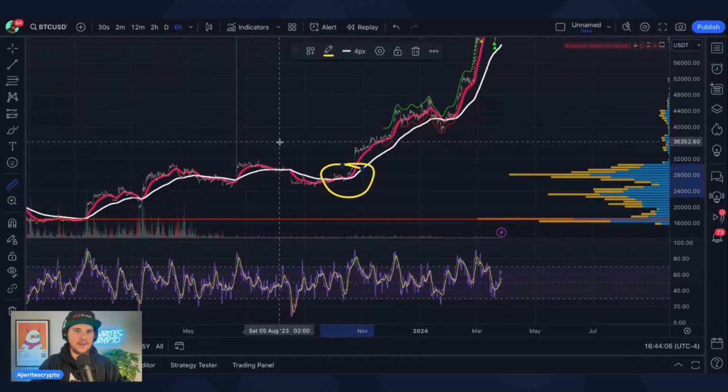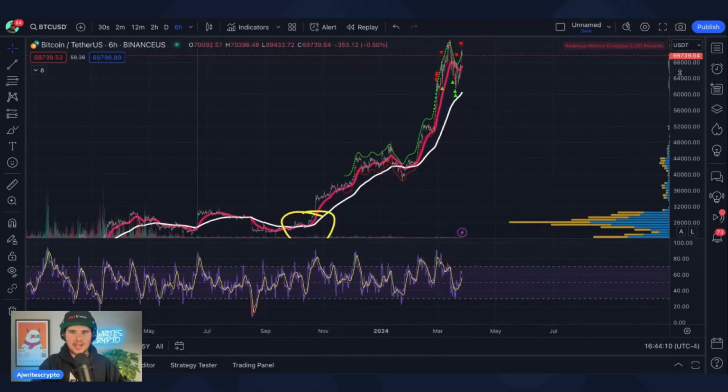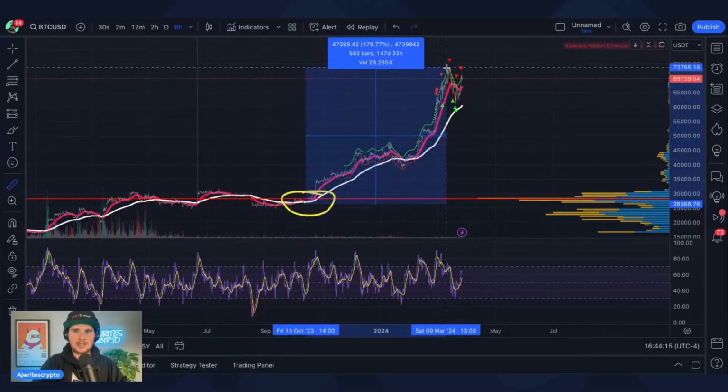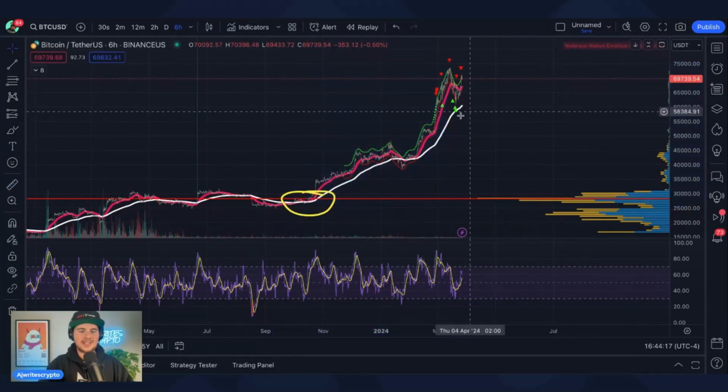So if you just went off of bull crosses on the 6-hour chart, like we are looking at right now, I mean, look how much profit we would be in. Look at how much money you would have made if you went off just the bull cross. There you go. That's a very similar idea.